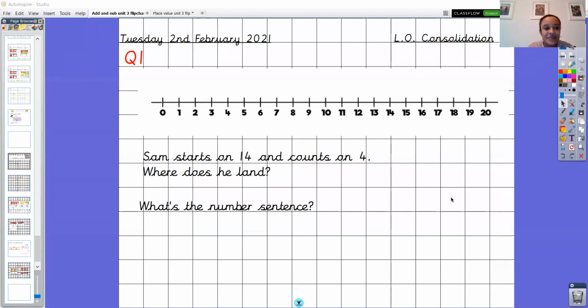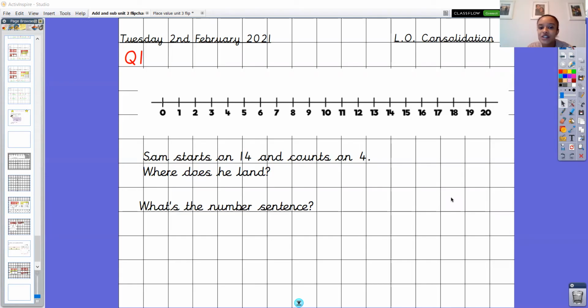So like I said yesterday, we've finished our addition and subtraction units of learning, which we've been doing the last couple of weeks, and we are going to move on tomorrow to a new place value unit. But before we do that, today we're just going to consolidate some of our learning over the past couple of weeks.